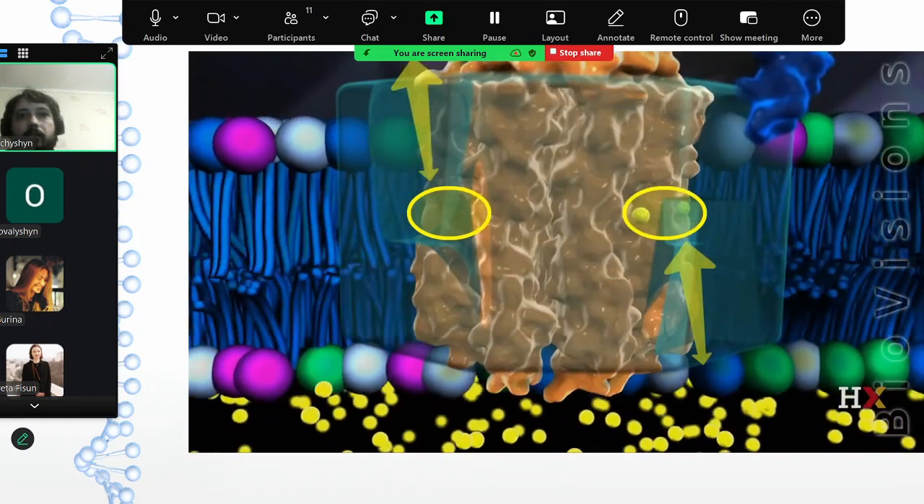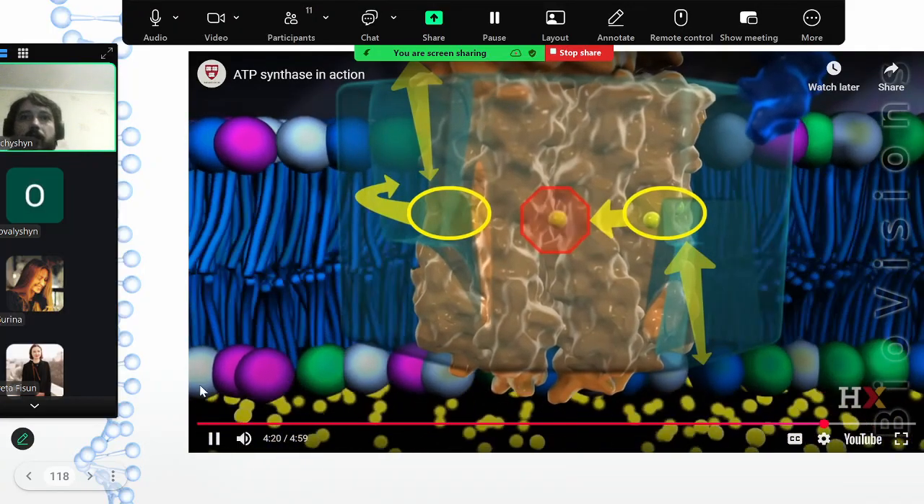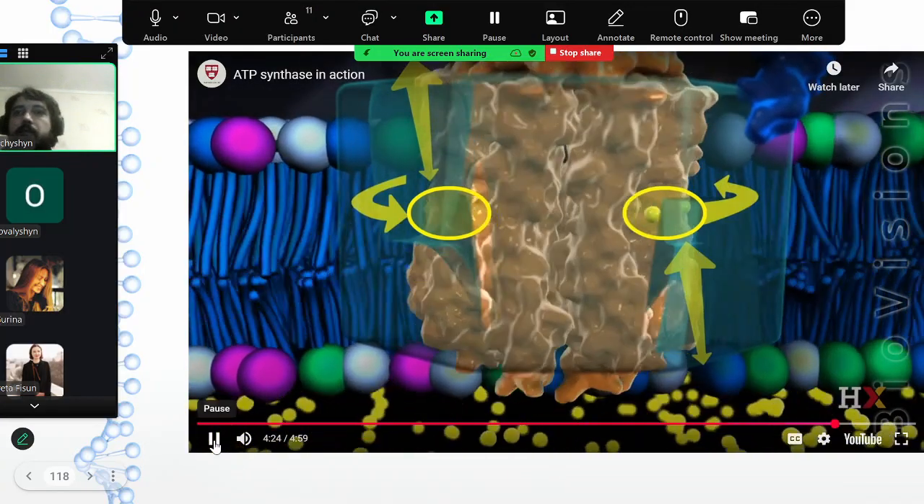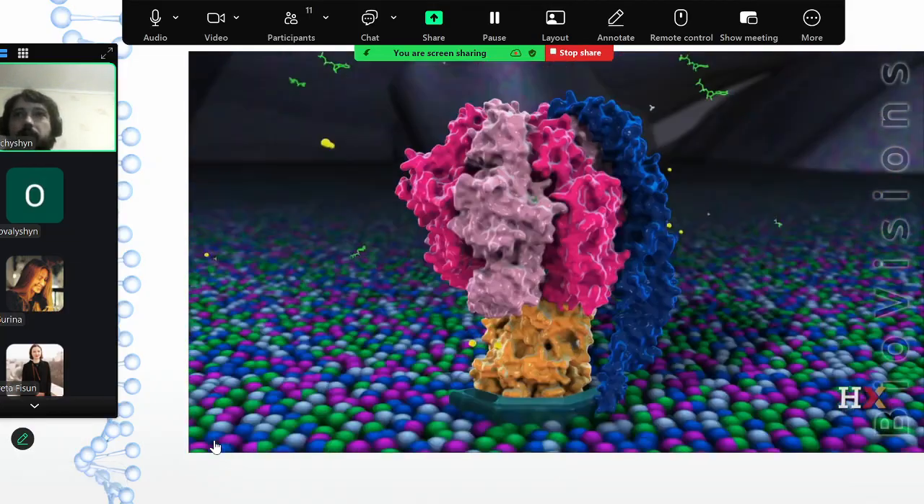Remember, there's a concentration gradient that favors binding of protons on the intermembrane side and the release of protons on the matrix side. So in summary, the proton gradient determines the direction of the rotation, favoring movement in the counterclockwise direction of the C ring. This avoids unfavorable interactions with the amino acid side chains of the C ring.